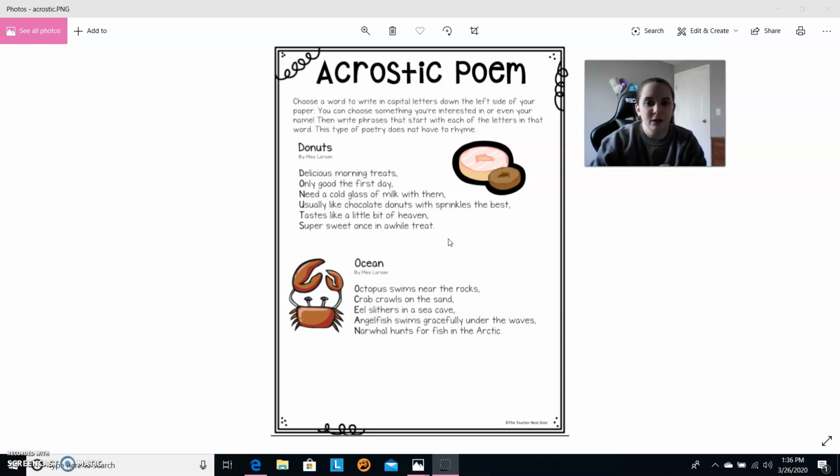They also did ocean. Octopus swims near the rocks. Crab crawls on the sand. Eel slithers in a sea cave. Angelfish swims gracefully under the waves. Narwhal hunts for fish in the Arctic. So again, all of those lines correspond with ocean. This is honestly, personally, my favorite one.